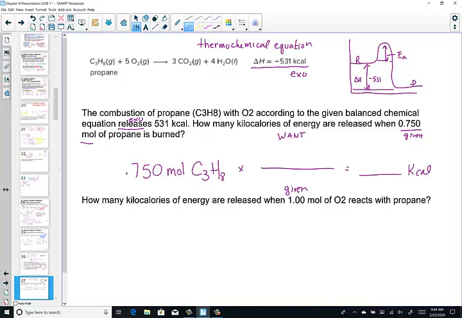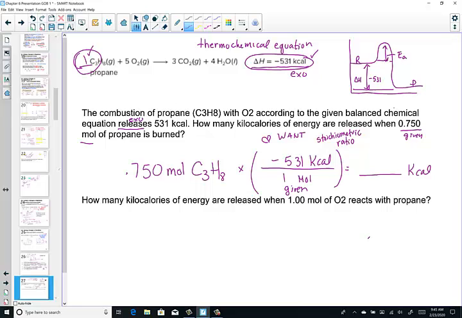From your balanced equation, we have negative 531 kcals. See how that's just right here as part of your balanced equation? And the number in front of the propane here is 1. So this is what we would call our stoichiometric ratio. The little heart of our problem is the stoichiometric ratio, our want over given. We want to know kcals. From the balanced equation, it's negative 531. We were given moles of propane. From the balanced equation, its coefficient is 1. So let's go ahead and solve that.